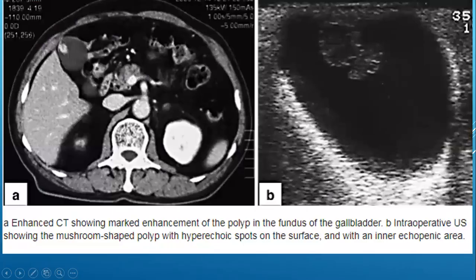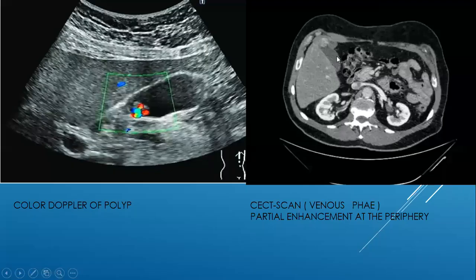In enhancing CT, showing marked enhancement of the polyp in the fundus of the gallbladder. Intraoperative ultrasound showing a mushroom-shaped polyp with a hyperechoic spot on the surface with an inner echogenic area. Now enhancement CT, enhancing polyp. And here, on gallbladder ultrasound, we see this pedunculated mass. Here we took the Doppler with the CT. Color Doppler for the polyp shows vascularity from the base.